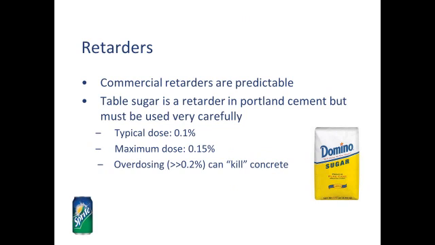It's very unpredictable, though, so you have to be extremely careful about how you use it. Typical dose is 0.1%. The maximum dose I would ever want to use is 0.15%. And if you use too much, and that too much could be 0.25% or more, you can get some funky results where you get a flash set up front and then this concrete never gains any strength. That's called killing the concrete. So sugar is a very powerful retarder, and it works in weird ways. But at least if you use pure cane sugar, certainly don't ever use anything like a sugar substitute, you can get a reasonable amount.